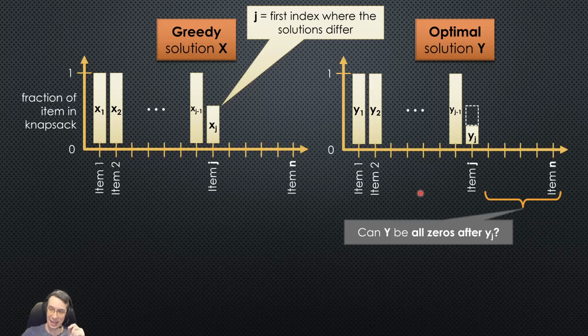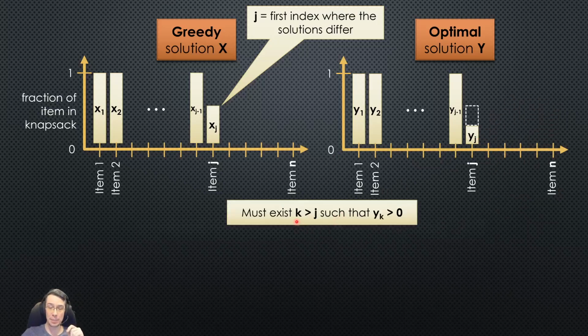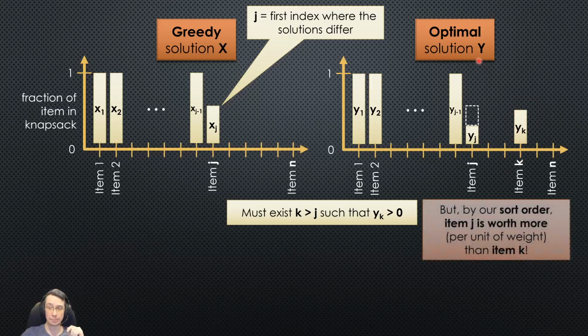So you actually can't have all zeros after yj, because if it was all zeros after yj, then the entire optimal solution y would be worth less than the greedy solution x, because to the left of yj, the two solutions are identical, and yj is smaller than xj. So what that tells us is, to the right of yj, there has to be some item that's actually taken. There has to be some k greater than j, k to the right of j, such that yk is greater than 0. So there's got to be this item k, some amount yk greater than 0 of item k is taken in solution y.